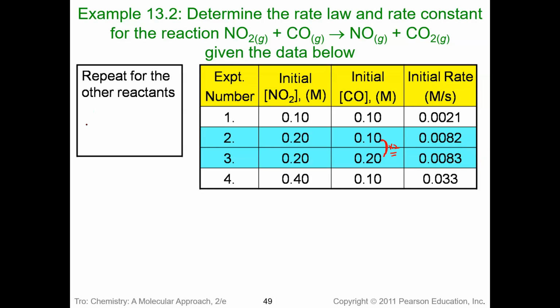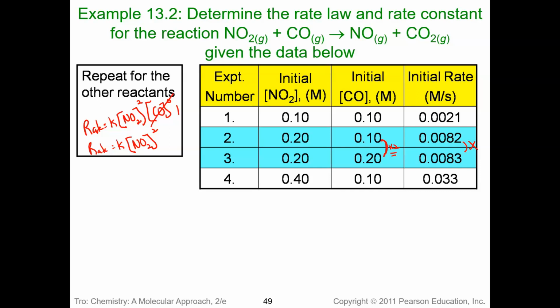So what's our rate here? Our rate is K times NO2 squared times CO to the 0. But remember, this is 1. So our rate is just dependent on NO2. It doesn't matter what concentration we have of CO, it's not going to affect the rate of the reaction. So this one's kind of easy to see. No change.